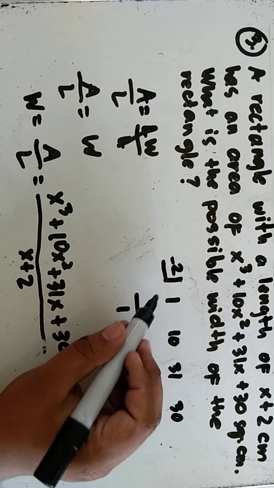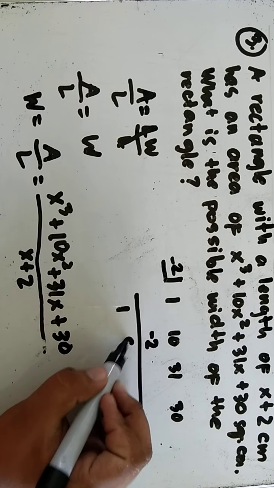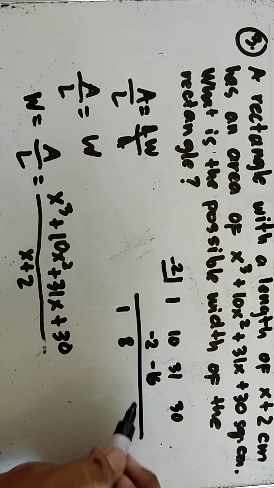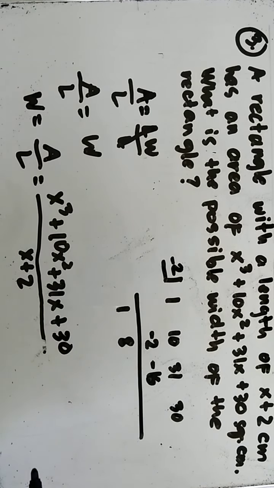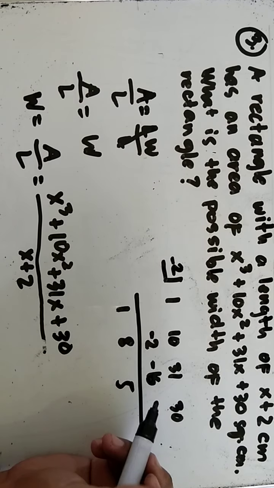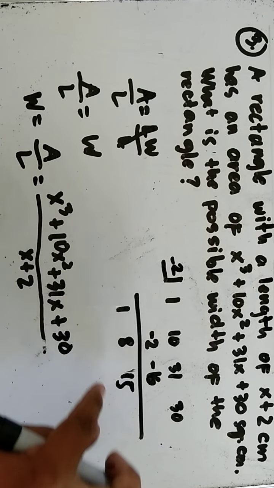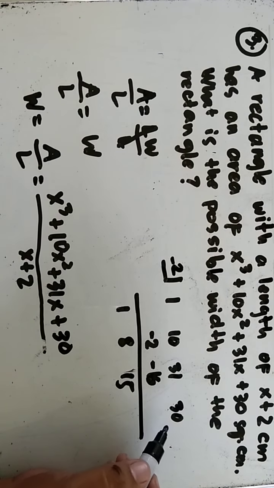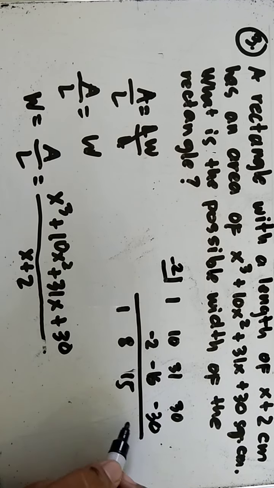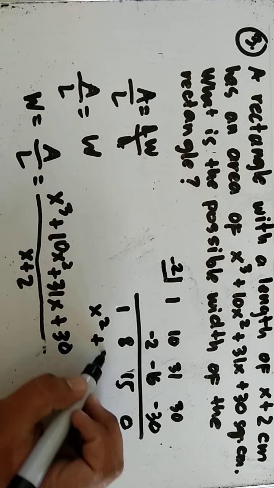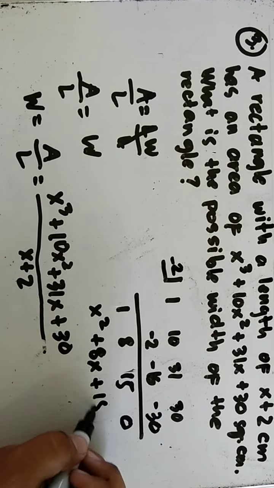So, we have 1, negative 2, 8, negative 16. So, 1, 8, 15. Negative 15, we have positive 15. Positive 15 times negative 2, that is negative 30. So, 30 plus negative 30 is 0. So, ibig sabihin, yung ating width ay magiging x squared plus 8x plus 15.